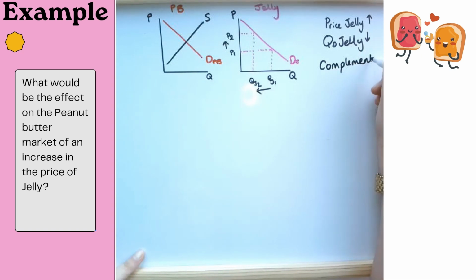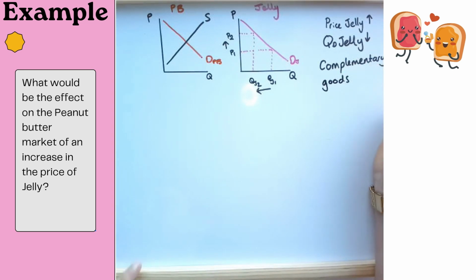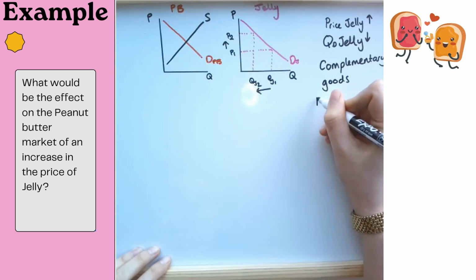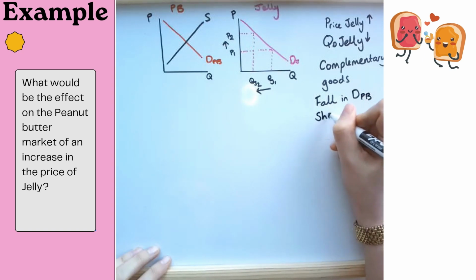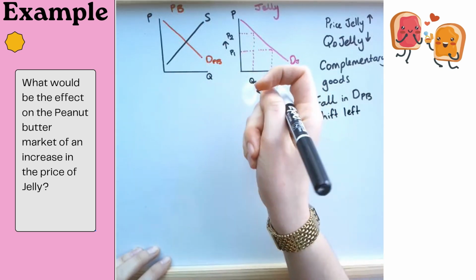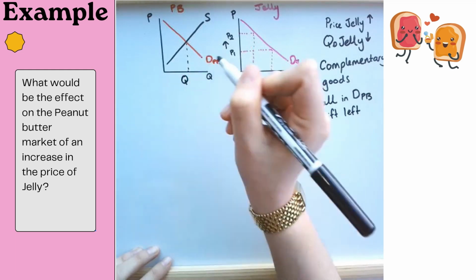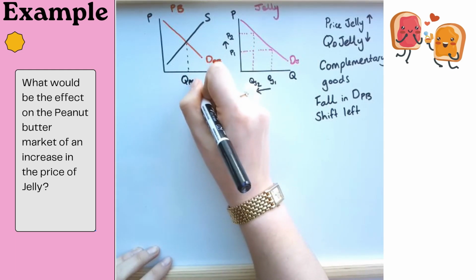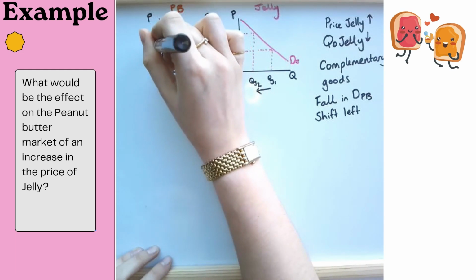Now, we know from our long, expansive history of peanut butter jelly sandwiches that they are complementary goods. You often buy one to go with the other, more so in the US, but I hear it's a pretty tasty sandwich. And so we can understand that if there's going to be a fall in demand for jelly, there will likely be a fall in demand for peanut butter. That is, the demand curve for peanut butter will shift to the left as a consequence of the change in price of a complementary good.